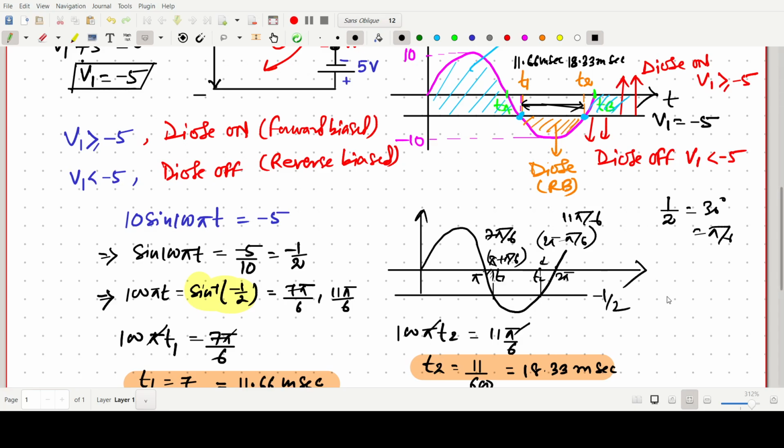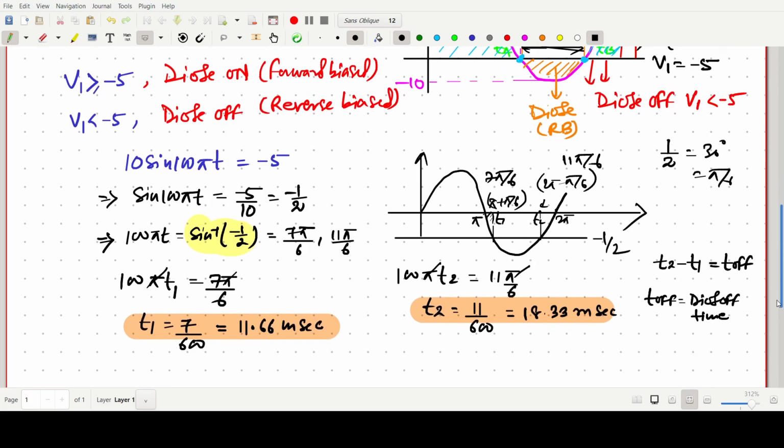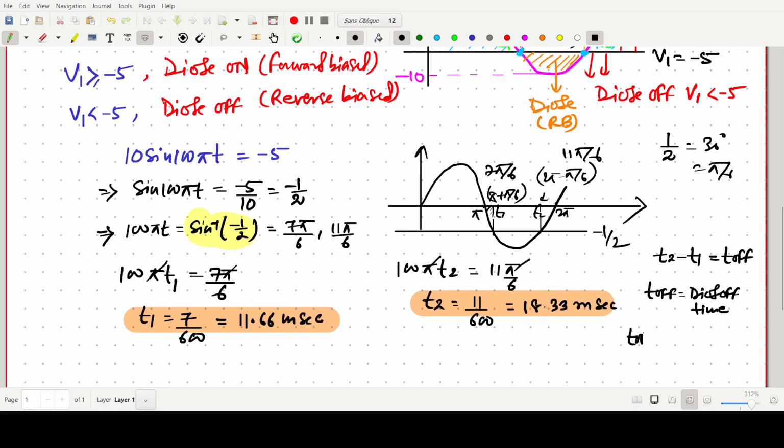Clear? So if we find T2 minus T1, this T2 minus T1 will be the time where the diode is off. That's why we are writing T off. T2 minus T1 is our T off time, the diode off time. So we can write T off equals T2 minus T1.